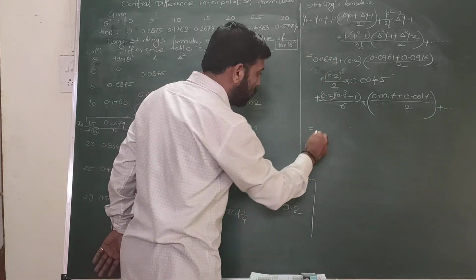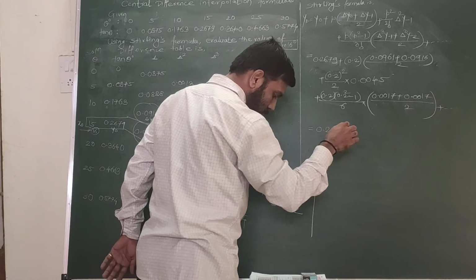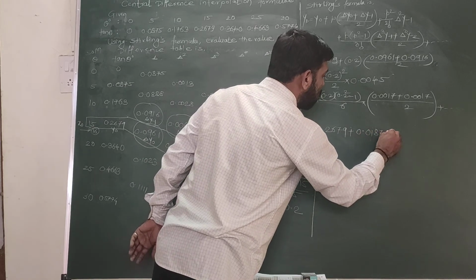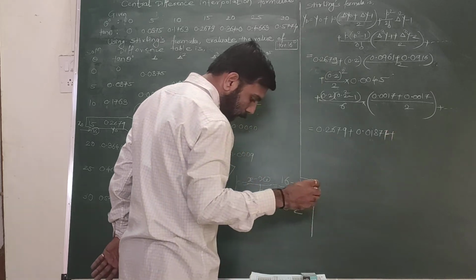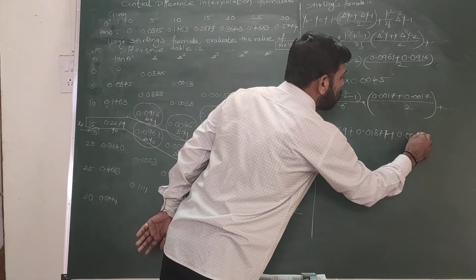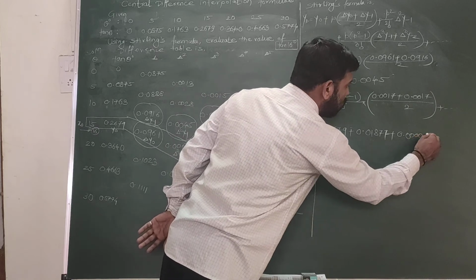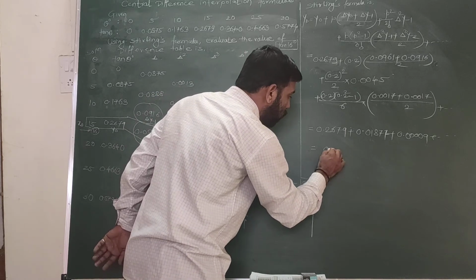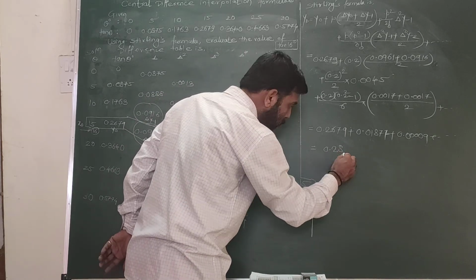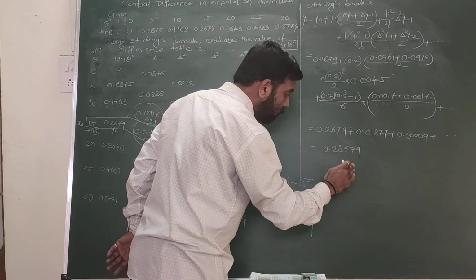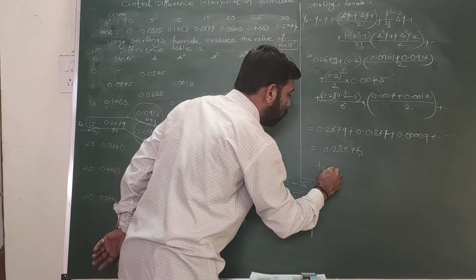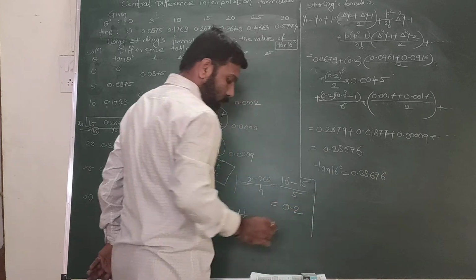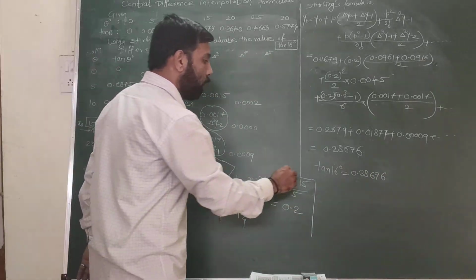After that we have 0.2679 plus 0.01877 plus and so on, which is equal to 0.28676. So tan of 16 is equal to this value that we calculated.